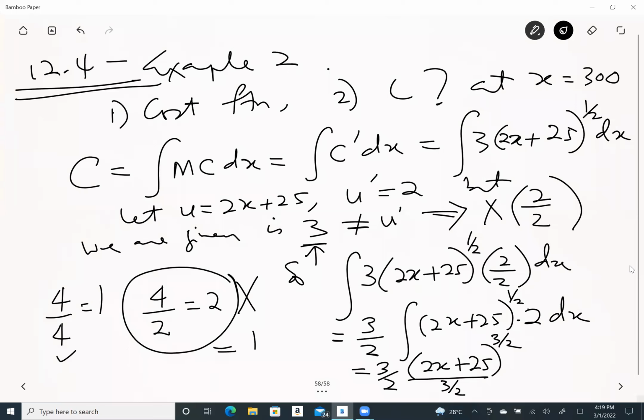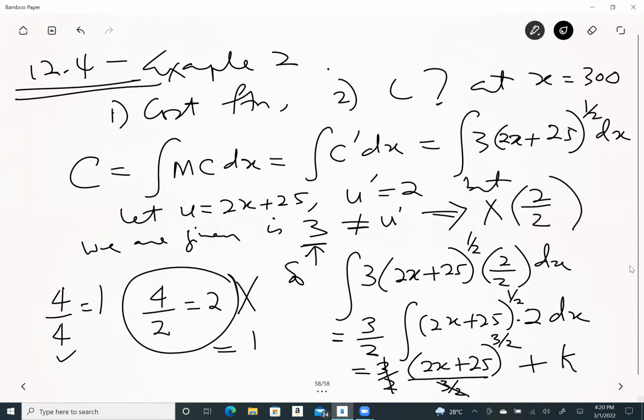So you have 3/2 divided by 3/2 multiplied by (2x + 25) to the power of 3/2, divided by 3/2, plus constant k. So you have 3/2 divided by 3/2, easy, we cancel out. So you get that function: (2x + 25) to the power of 3/2 plus k.